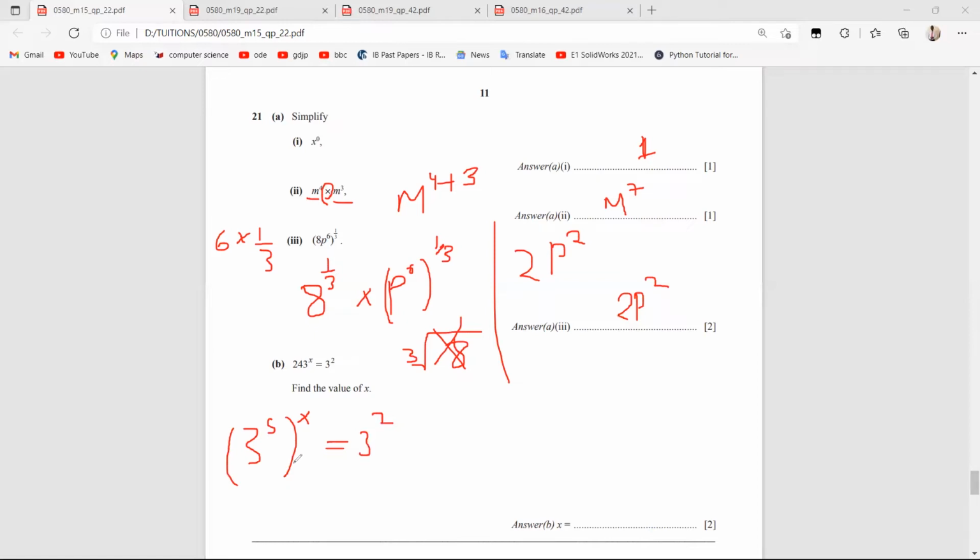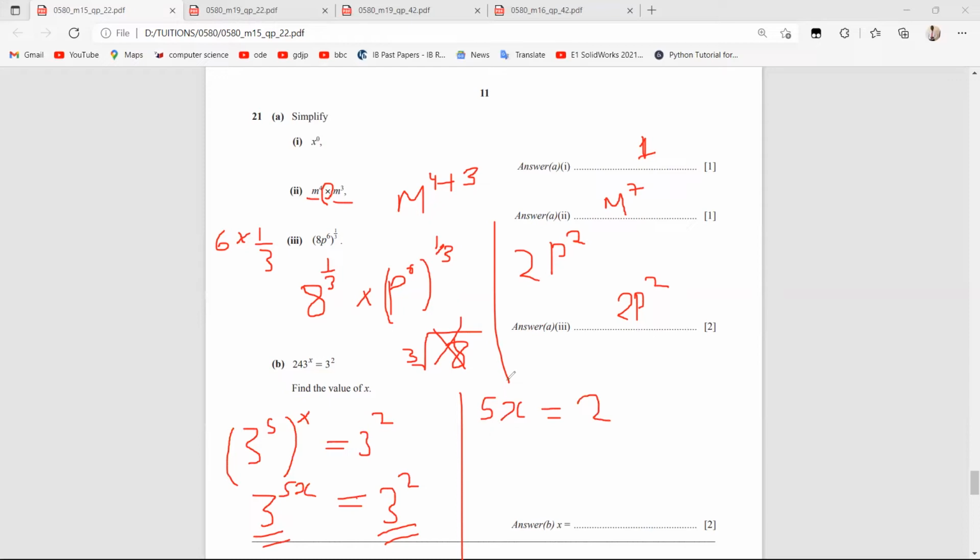Once we have this, we can simply open that bracket. When you have powers in the bracket that way, they simply multiply each other. So you'll have 3 power 5x equals 3 power 2. At this point, it's very easy. So long as the base numbers are the same, it means the powers must also be the same. So 5x should be the same as 2.